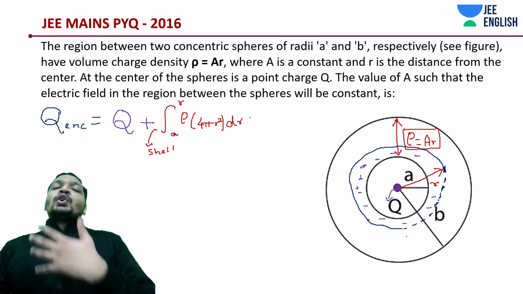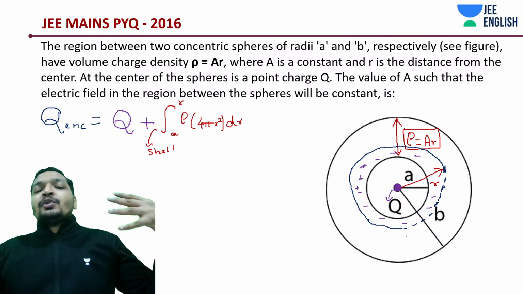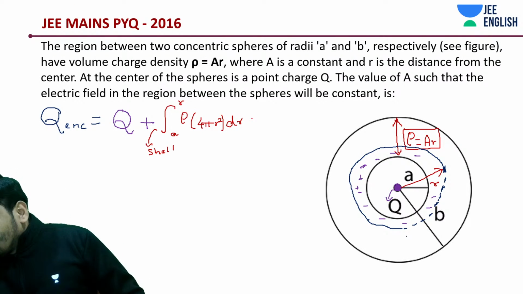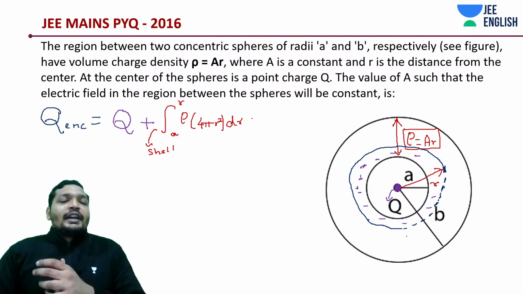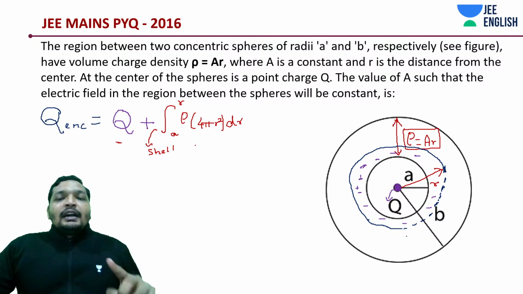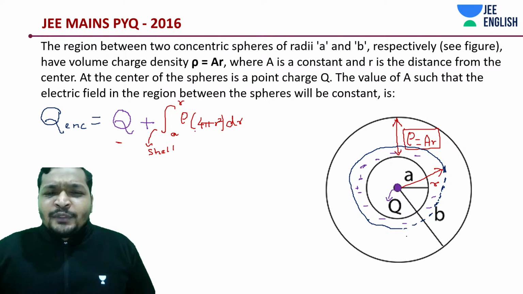But rho, as you know, is dependent upon R. You need to be very, very careful around this calculation. So do not miss out the rho part.